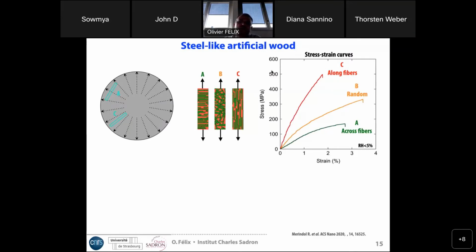That means you have a value of around 500 megapascal, which corresponds to medium quality steel, for this film, which is only made of one polymer, cellulose, which is also a polymer, but fibers in this case, only interacting with electrostatic interactions. The weakest is across the fibers, and in between you will find the random one, which is a mixture between these two.